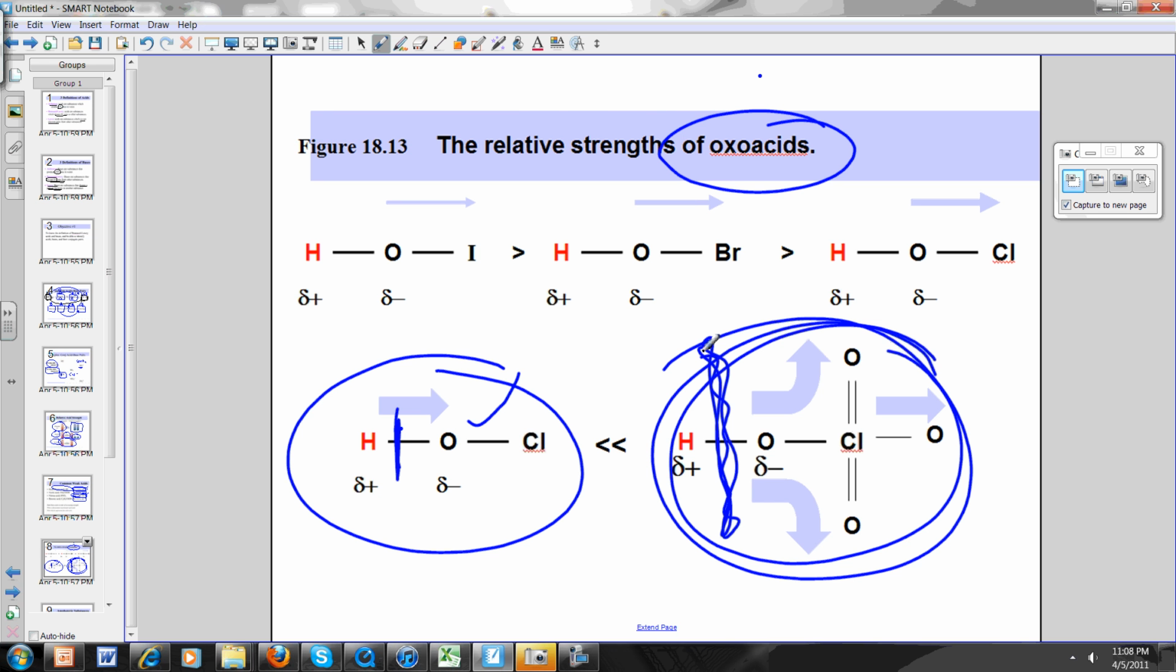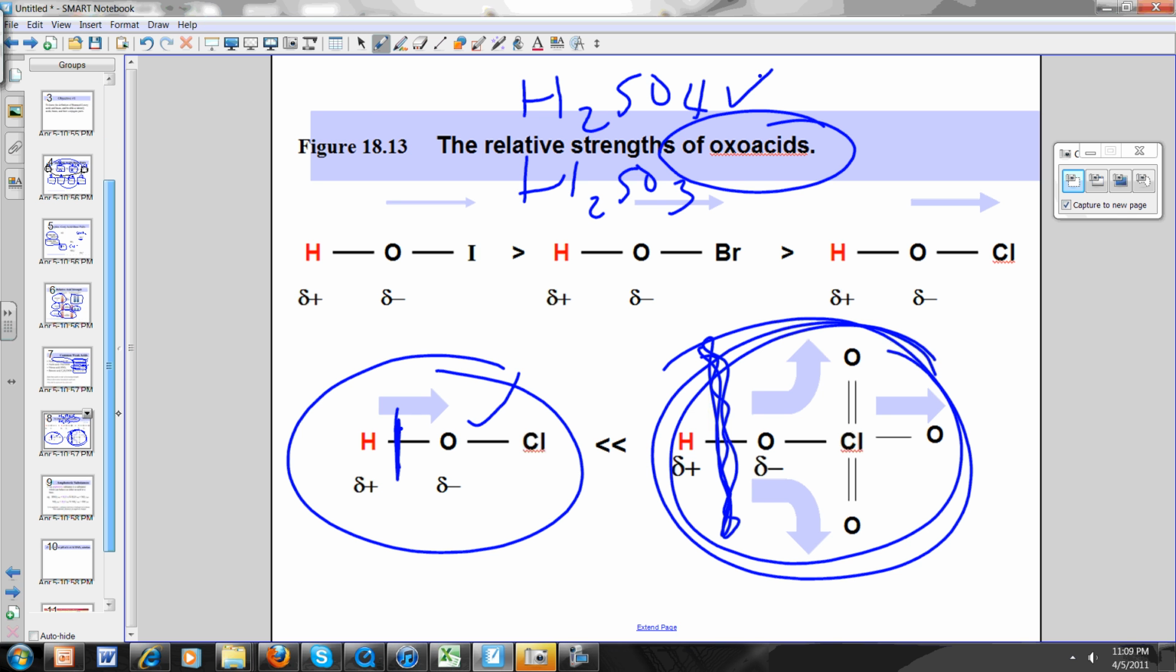Just like if you compare H2SO4 versus H2SO3. H2SO4, the one with the greater number of oxygens, means it is a stronger acid. So the greater the number of oxygens you have, the stronger the acid.